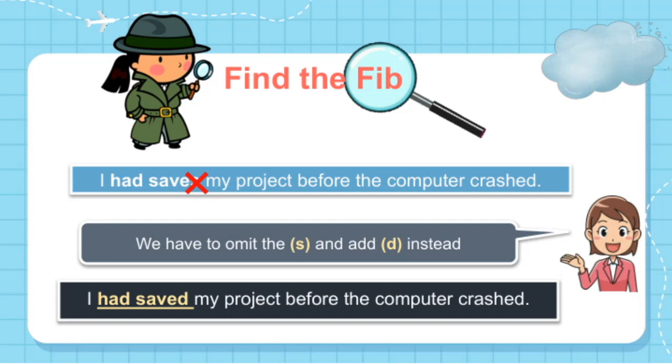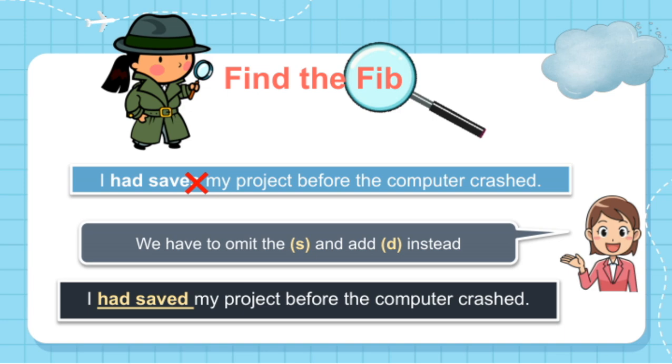So, "I had saved my project before the computer crashed." This highlights how important it is to regularly save your work to prevent data loss. Now, there's a little twist here about the grammar. When we talk about past perfect tense, we need to omit the S and add D instead. For example, instead of "I had saves," it should be "I had saved." This is a common mistake, but understanding the correct form helps us communicate more clearly.